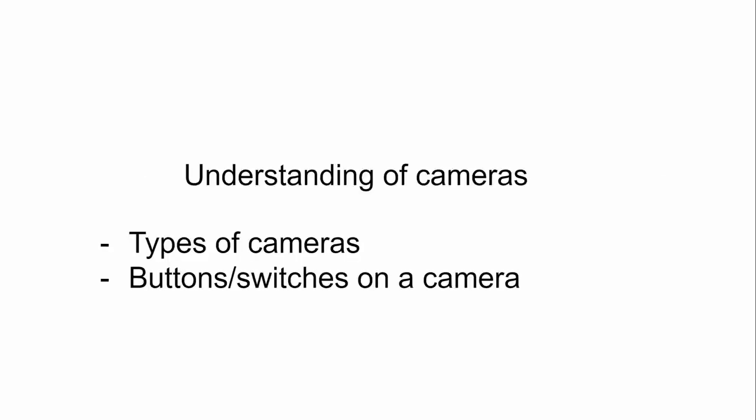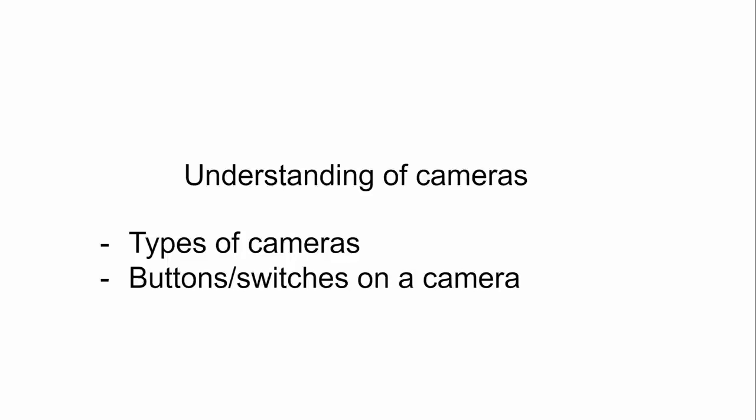So in this first session, we are going to talk about understanding of cameras. This session is very much useful for the people who are very new to cameras. First topic is types of cameras and second topic is buttons or switches on a camera. After explaining these two topics, we are going to end this video, and in the next videos we are going to talk about the basics of ISO, aperture and shutter. So let's begin with the first topic, types of cameras.